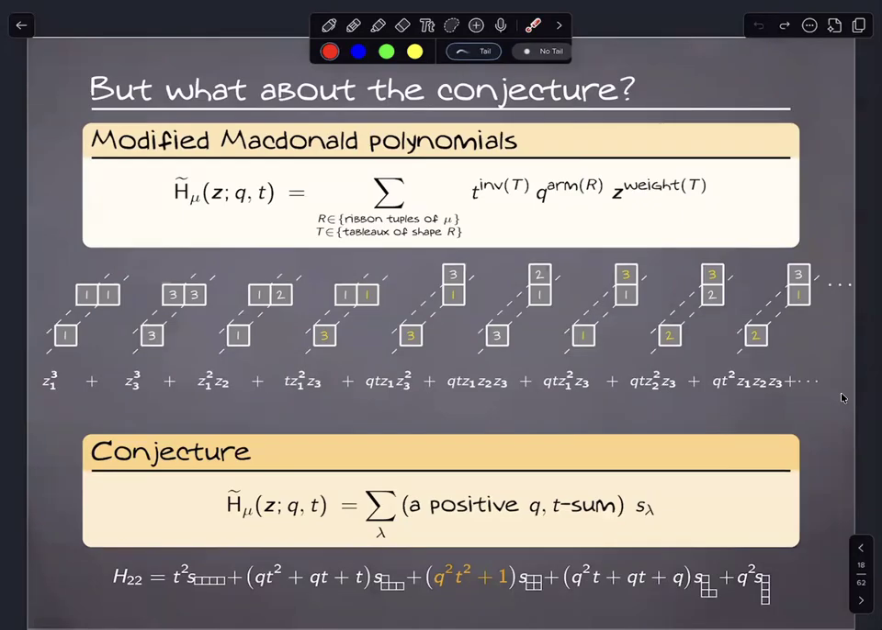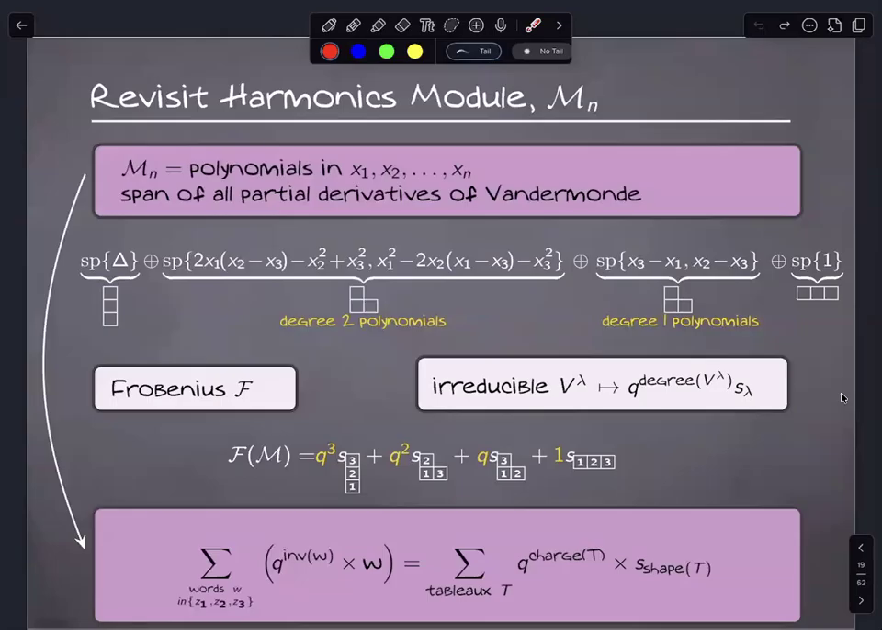He was thinking about the harmonics module. So remember, the harmonics module was this linear span of the partial derivatives of the Vandermonde. And we saw that if you mapped an irreducible to a Schur function, well, we saw it without this Q. It was just the sum of Schur functions with tableau, and it related to words. You can put in extra structure. Here you have an isomorphic copy of this module, but of course, the actual harmonics in here don't have the same degree as the harmonics in there. These are degree 2 and those are degree 1.